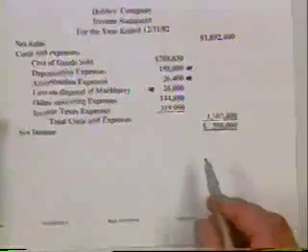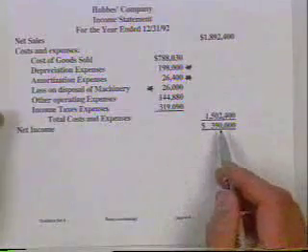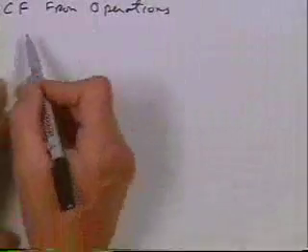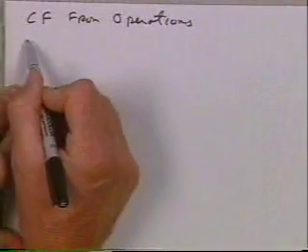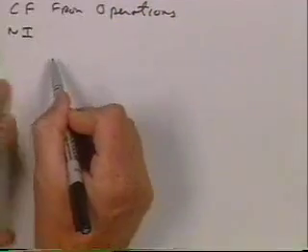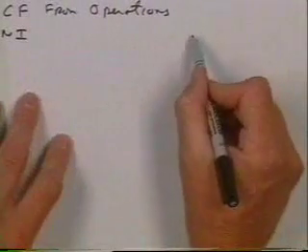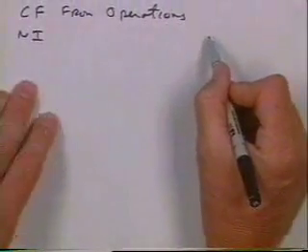Okay, let's get started. Cash flow from operations, starting out with net income. So net income, back to our income statement. Net income for the year, $390,000. So net income, $390,000.